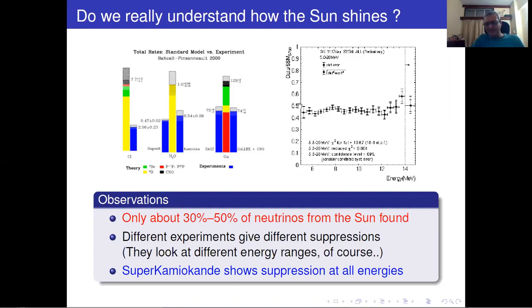If you go to the right-hand side figure, it is a plot from Super Kamiokande, and it shows observed upon expected, and again at every energy it is about 0.5. So in short, about half the neutrinos seem to be lost. Okay. So that's a puzzle to be resolved.